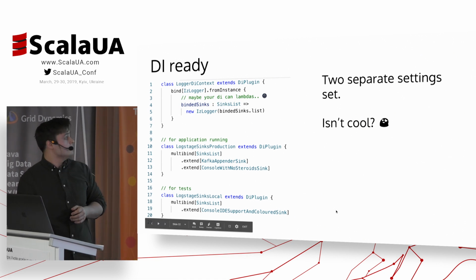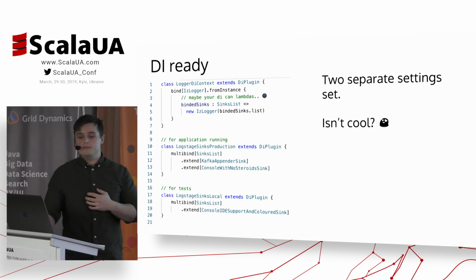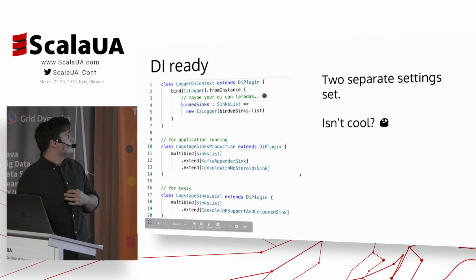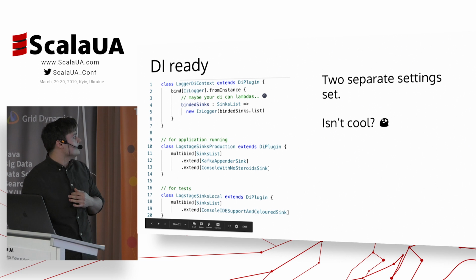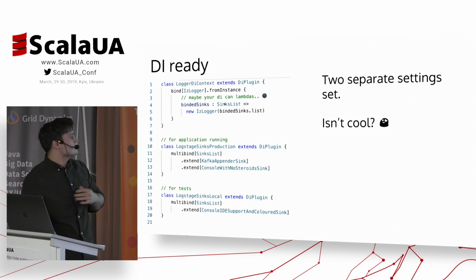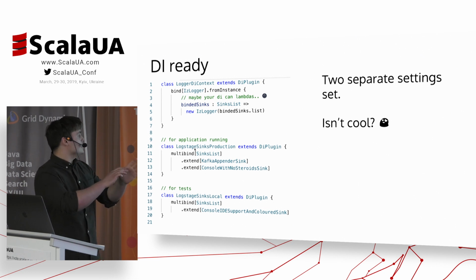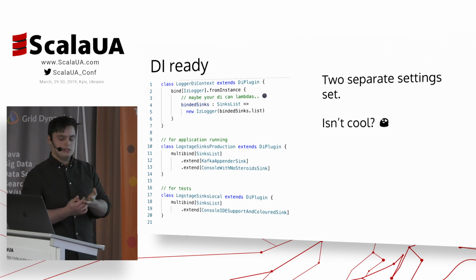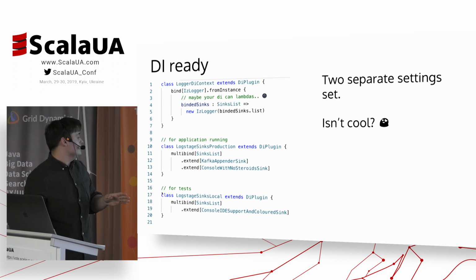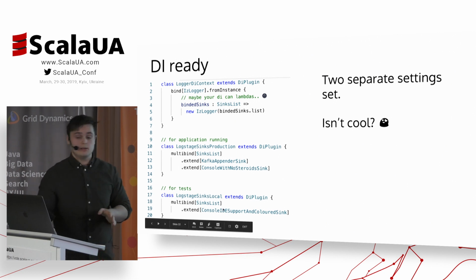It's also DI ready. It means that if you heard the presentation before, you can define your DI context for your logger. You can bind it and use lambdas. You can pass into your logger sinks that have been defined in other modules. For example, you have production sinks, maybe Kafka Panda, or console with no steroids, I mean with no hyperlinks, with no color, and so on. Just plain text, and that's all. And for tests, you need to have console IDE support and a colored sink.